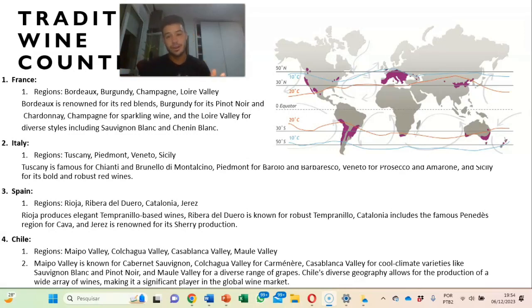And the regions are, besides being very beautiful, the wines are unbelievable. Most of them are my favorite. The Brunello di Montalcino, I'm gonna talk over here, is one of my favorites. I have it for special occasions. But the regions are Tuscany, Piedmont, Veneto, and Sicilia.